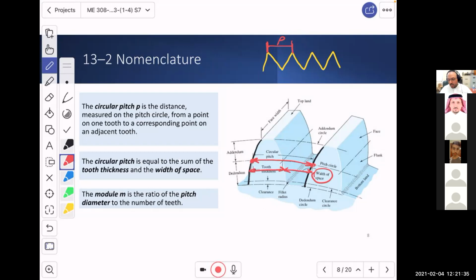Okay? There is another term which is called the modulus, abbreviated as M, and it is the ratio of the pitch diameter to the number of teeth. How many teeth are there? You count them, and then you go to the pitch diameter. You remember? The pitch diameter is you look at the pitch circle and you measure its diameter. So you take that diameter, you divide it by the number of teeth, and then you get the module.